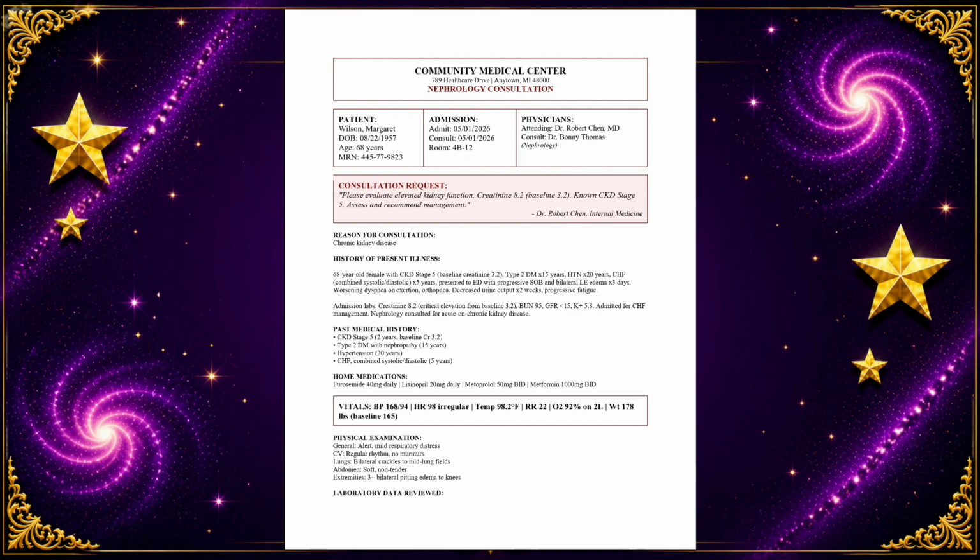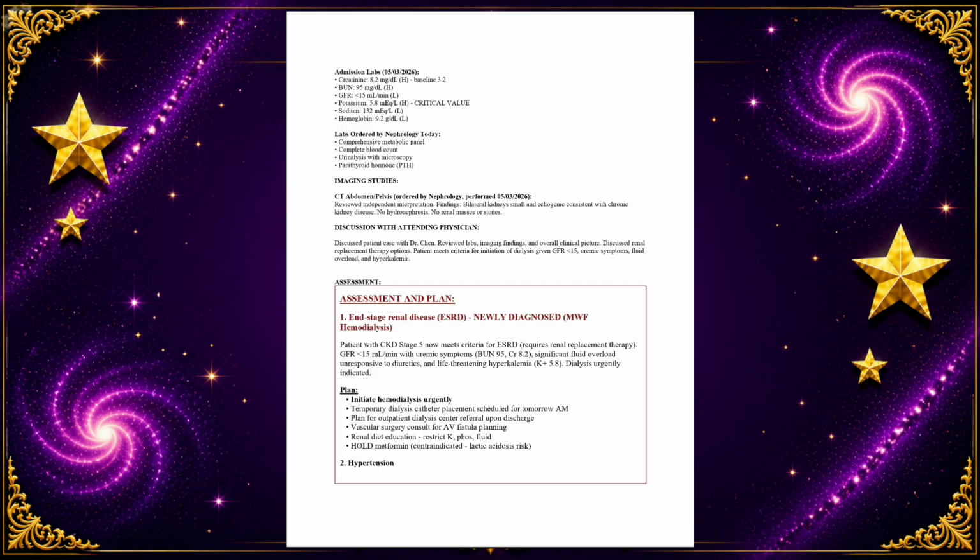Patient history. The patient has a history of CKD stage 5 for 2 years, baseline creatinine level at 3.2, type 2 diabetes, hypertension, and congestive heart failure. Dr. Thomas, the nephrologist, ordered some labs for the patient: CMP, CBC, urinalysis, and PTH. He also ordered a CT scan and reviews the imaging independently.